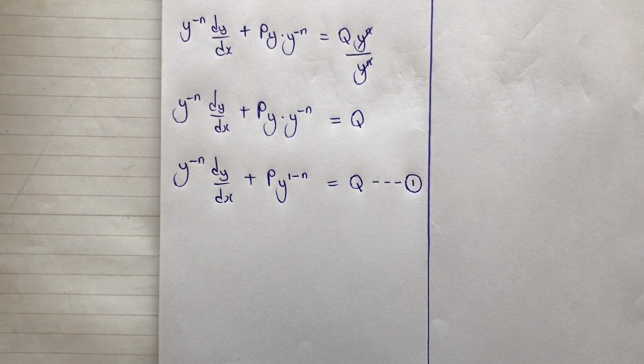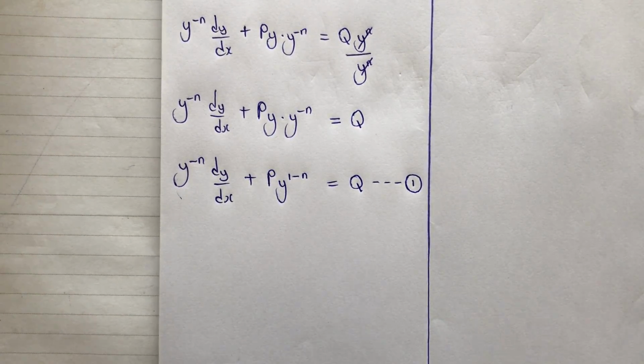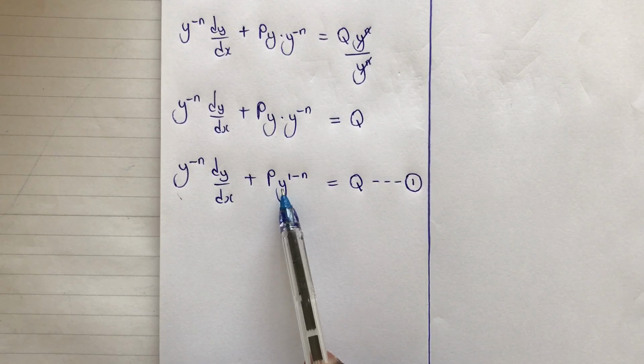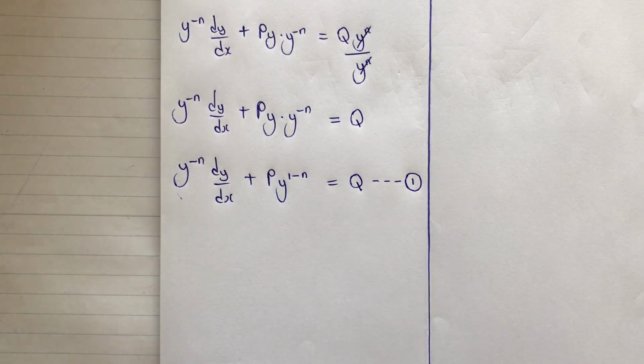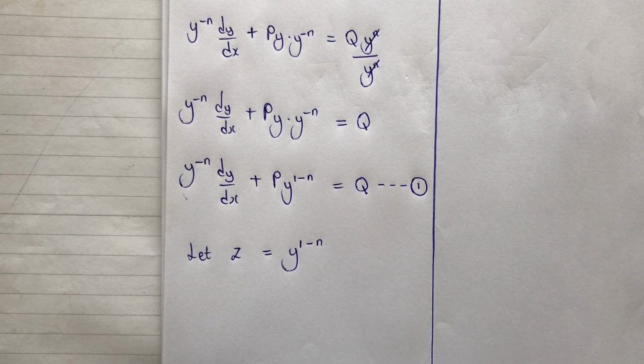Now all we are doing is that we want to change this equation 1 back to what we call the linear first order differential equation. Once we are able to convert that, then we can use the integrating factor to solve. Once you get to equation 1, you consider y to power 1 minus n alone, and we substitute a variable to represent it. So let's say, let z be equal to y to power 1 minus n. And then let's label this equation 2.